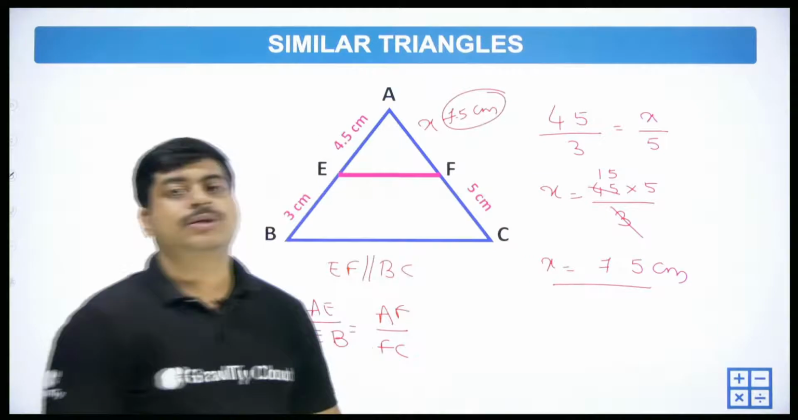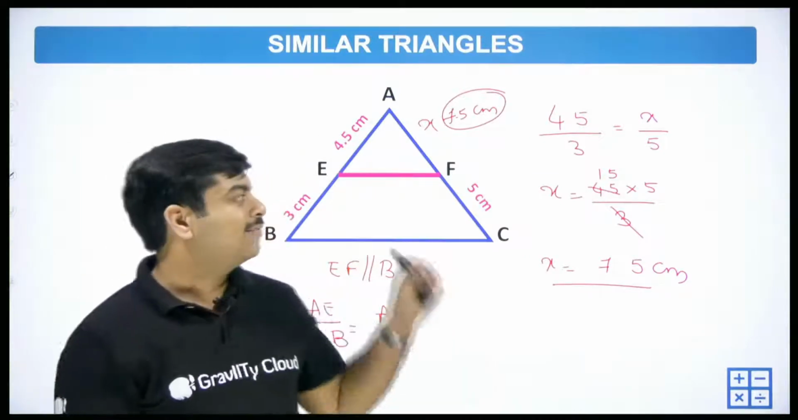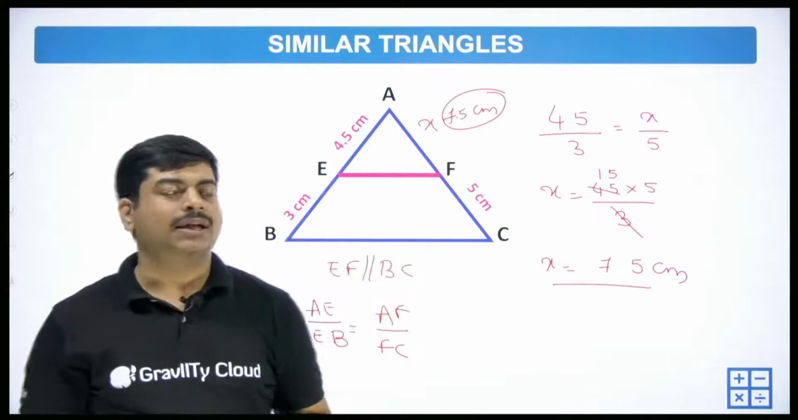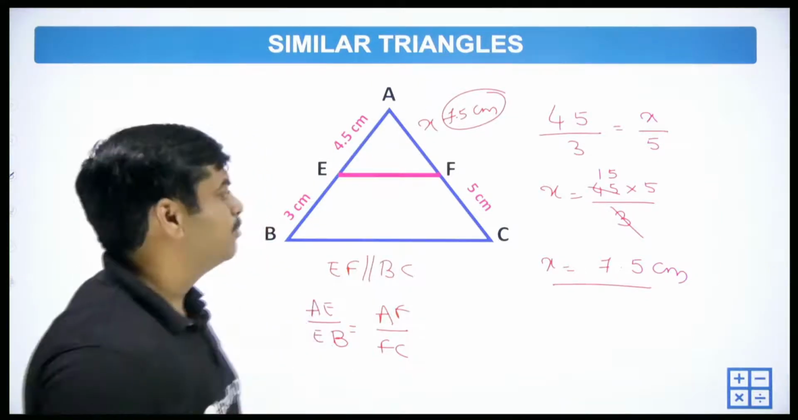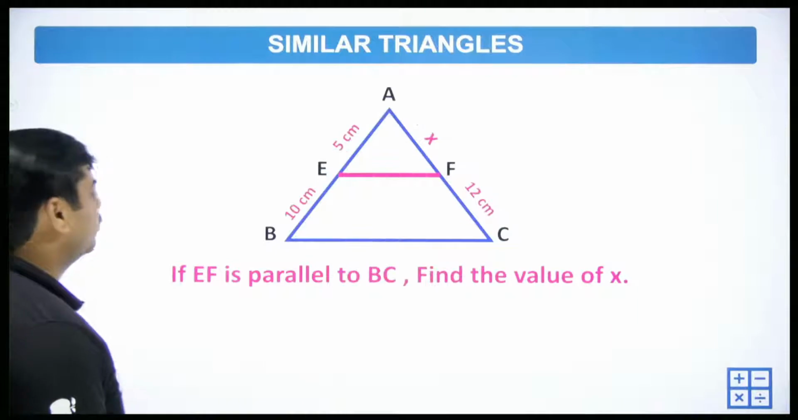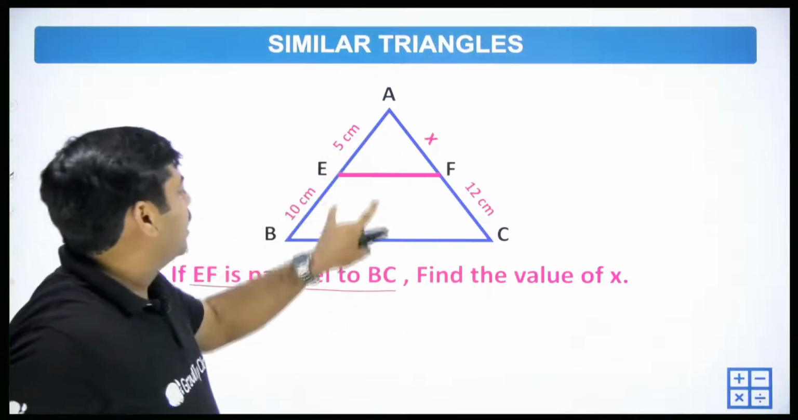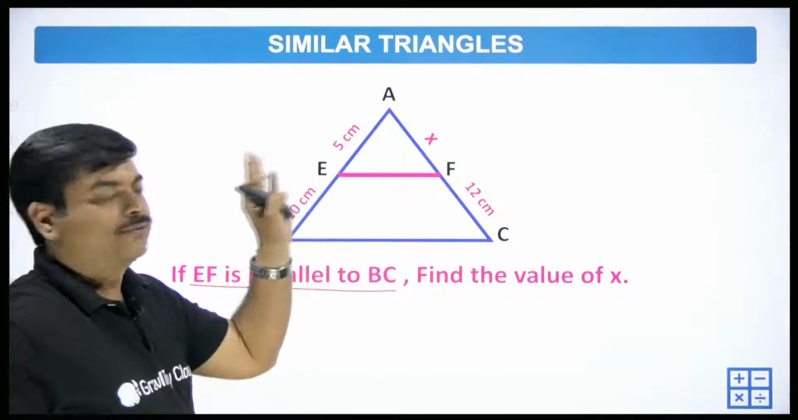So that is how we can use the basic proportionality theorem to get the values of unknown ratios and unknown side lengths. Right. So let's try to have one more application based on that so that you can understand it better. If EF is parallel to BC, find the value of x. We need to find this value of x.